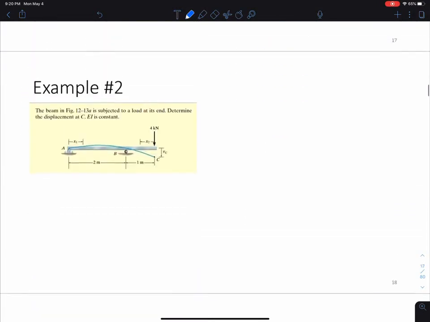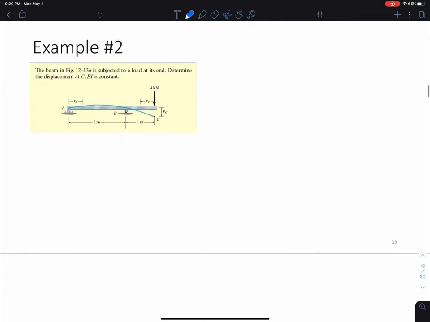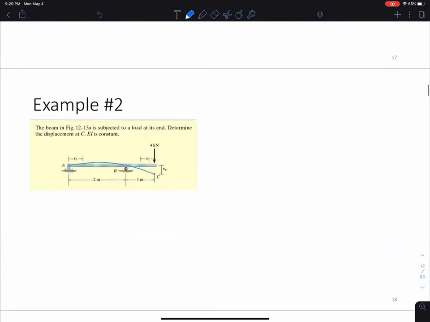Example 2 uses the same method, applied to solving for the displacement deflection. I'm not going to go through this and solve it because it's like the first one, but you can try this one on your own and make sure that you get it.